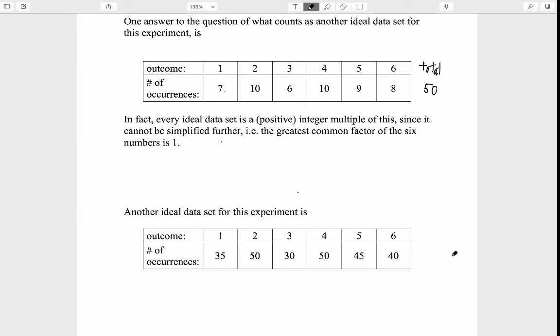That means that our total here is 250 rolls of the die. So in an ideal data set of size 250, there have to be 35 ones, because 35 over 250 equals 0.14. If you're going to have an ideal data set of size 250, there have to be 35 ones. And that is all for now.